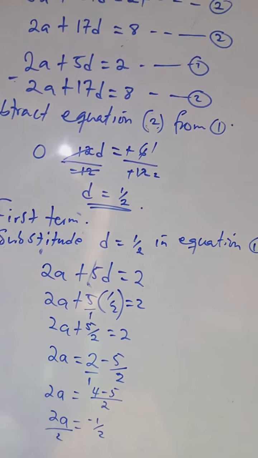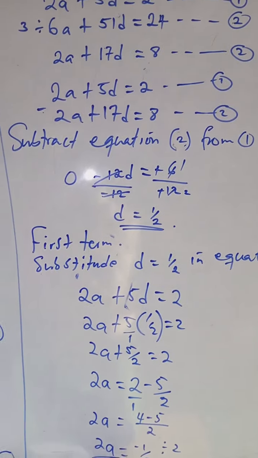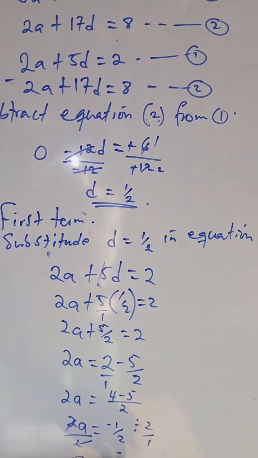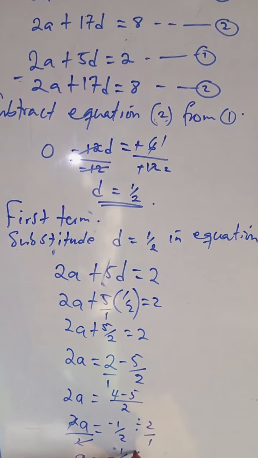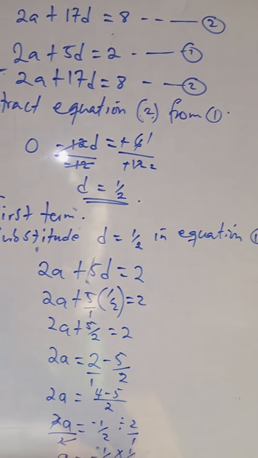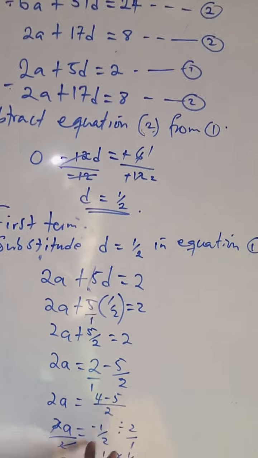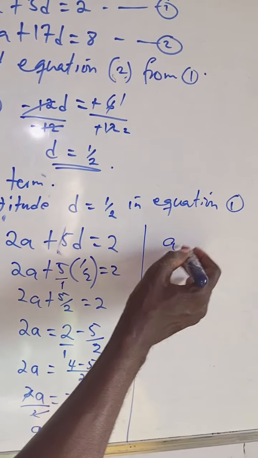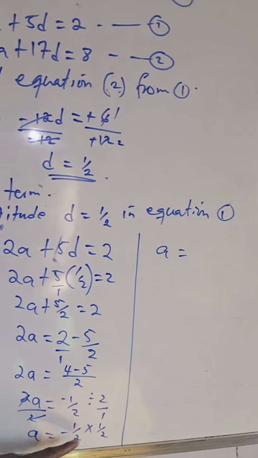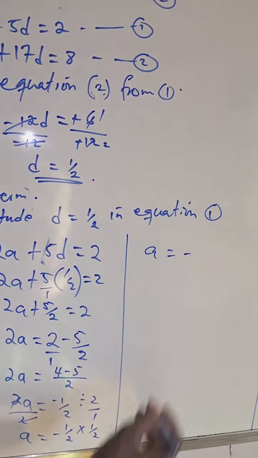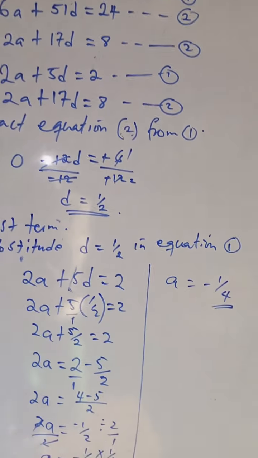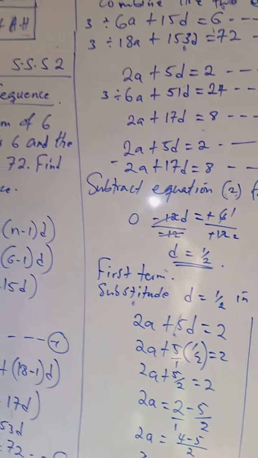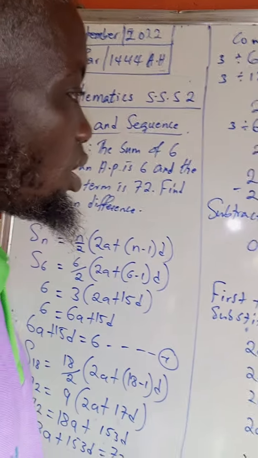So I'll divide both sides by 2 in order to get my first term. This is minus 1 over 2 times the reciprocal of 2, which is 1 over 2. So my first term finally is minus 1 over 4. The question didn't ask us to look for it, but we looked for it just for exercise's sake.